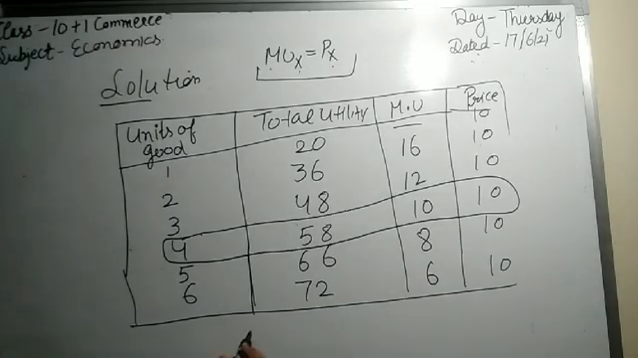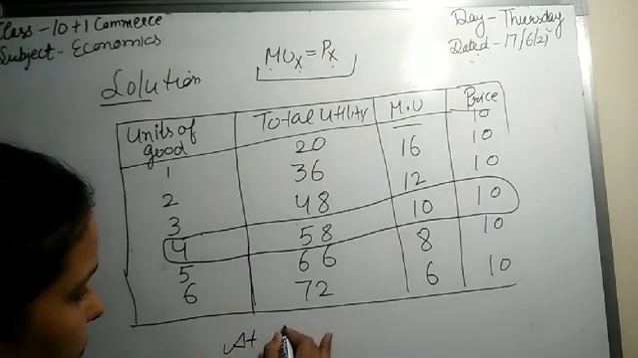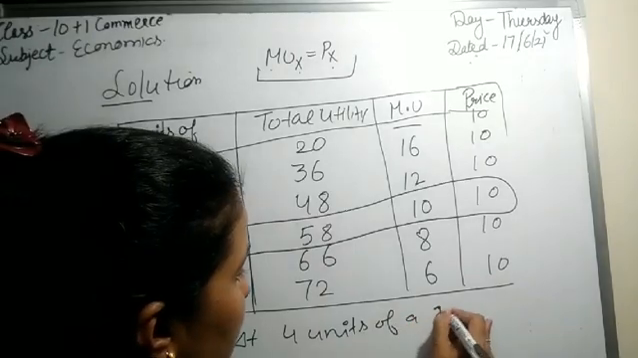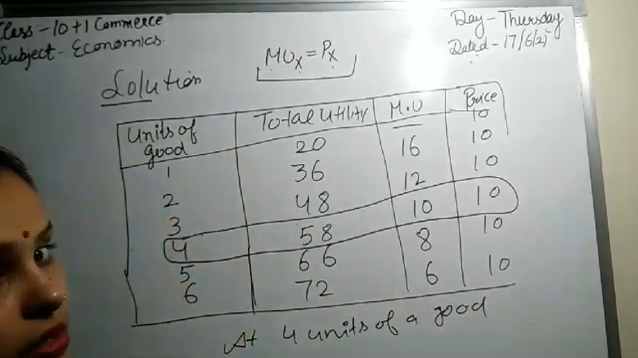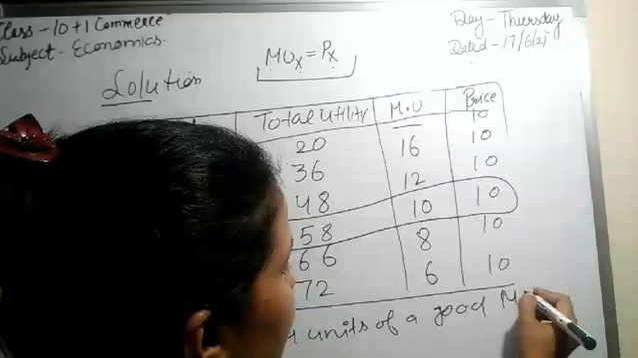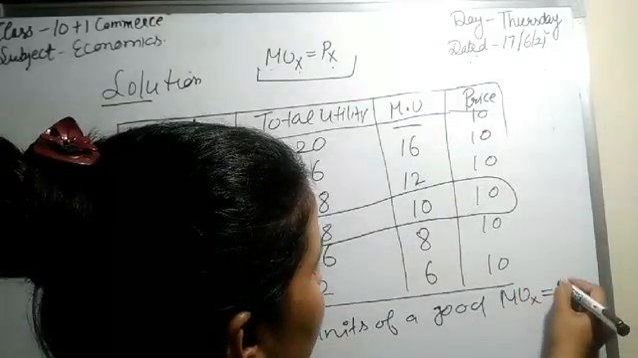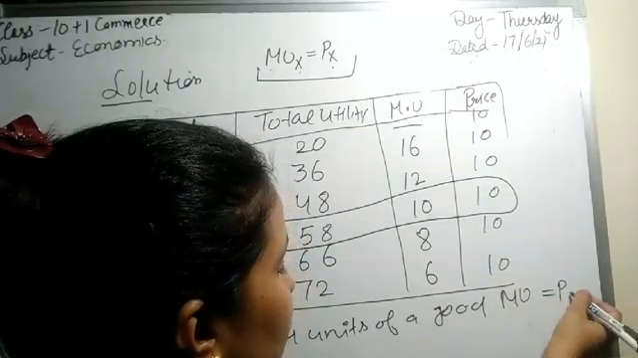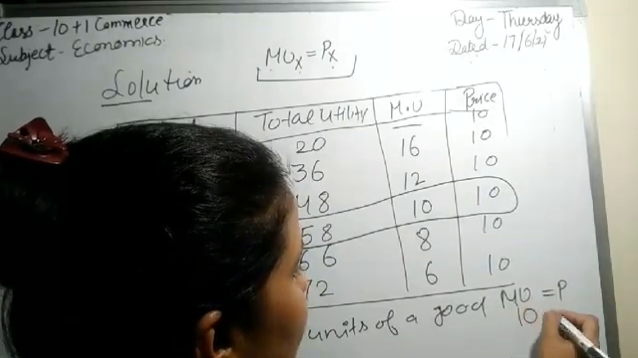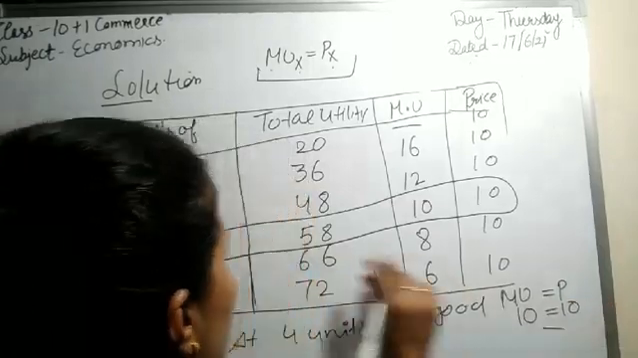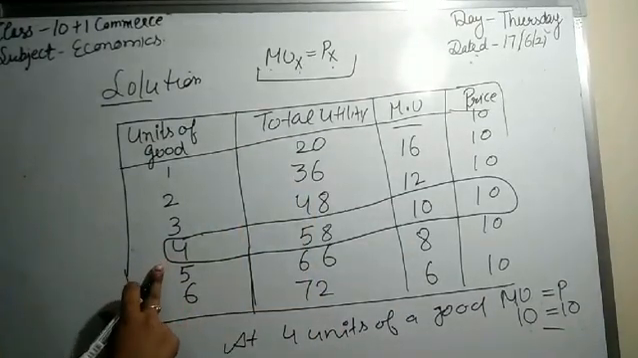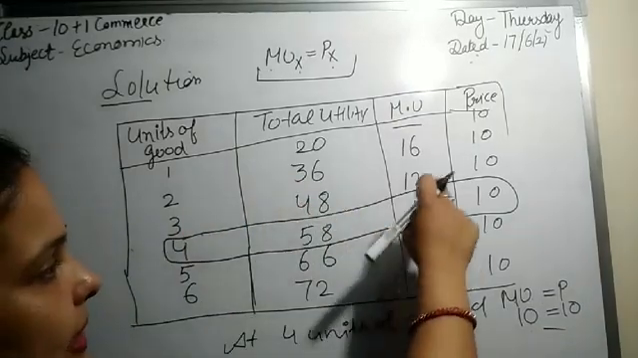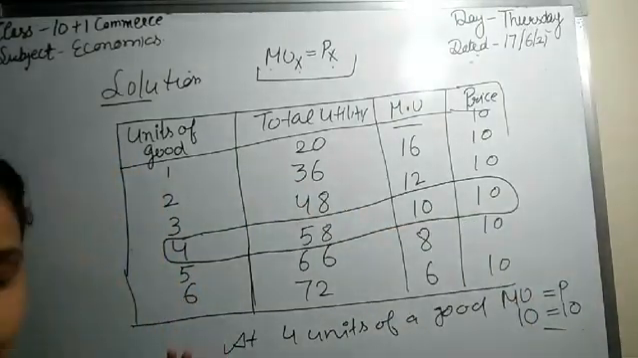So when the consumer consumes 4 units of the good, marginal utility is equal to price. Marginal utility is 10 and price is 10. At this stage, when the consumer consumes 4 units, marginal utility is equal to its price. So this is the solution of this problem.